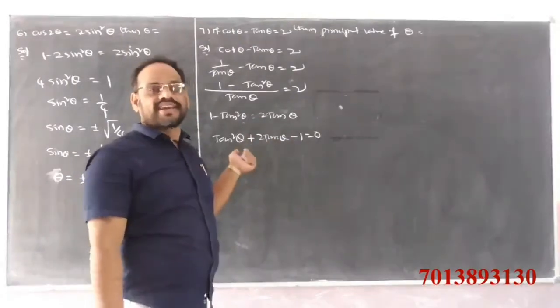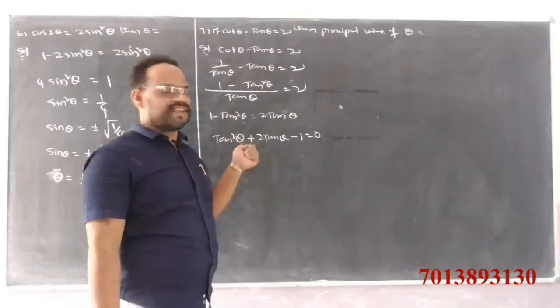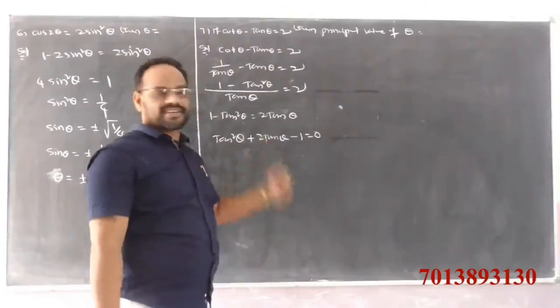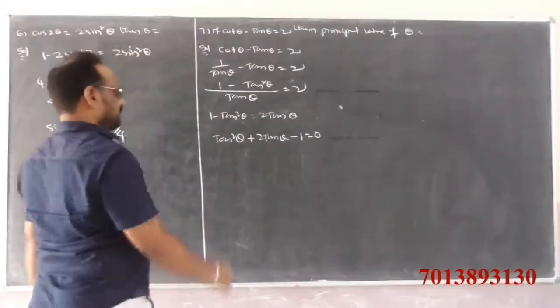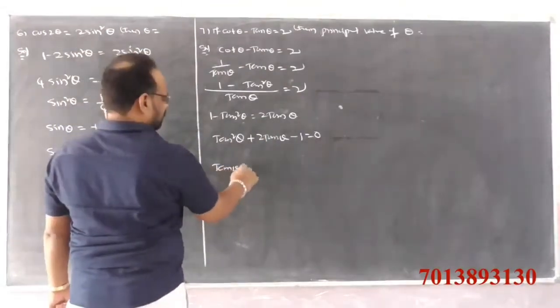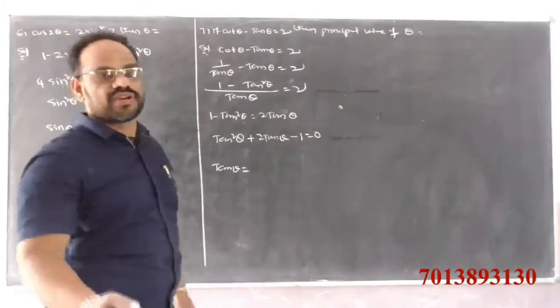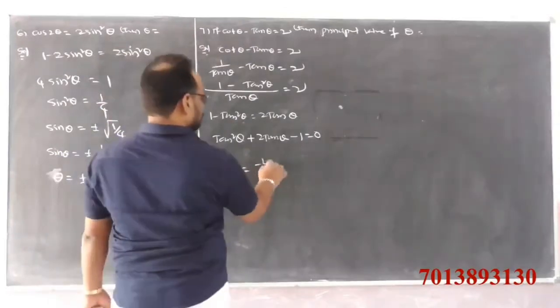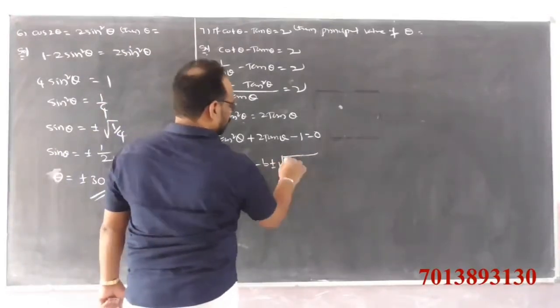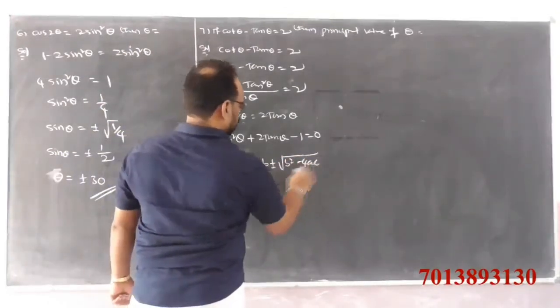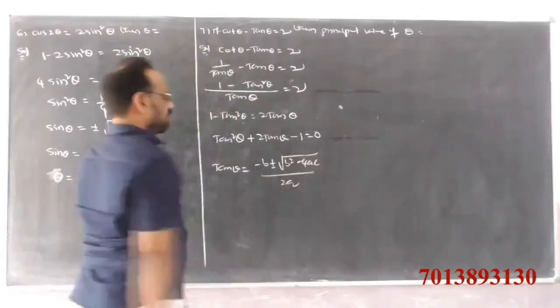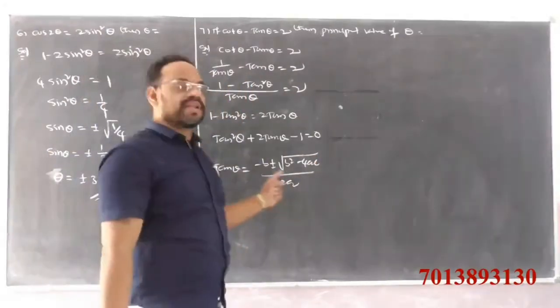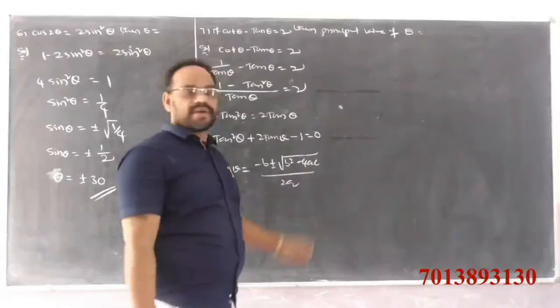So it is clearly a quadratic expression, where the variable here is tan theta, and we want tan theta. We have a formula to find the solution of a quadratic equation: minus b plus or minus square root of b square minus 4ac, by 2a.